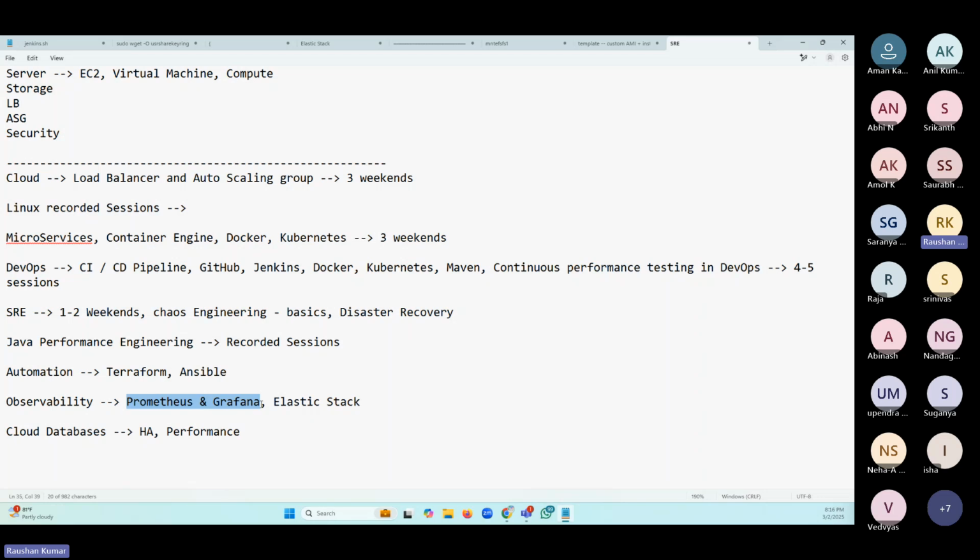The point of this course is to understand the roles and responsibilities of an SRE engineer and the various important things that you need to know to become an SRE engineer, L2 SRE engineer, level 2, not level 1. Level 1 definitely you would be getting. We are trying to make it level 2 here.